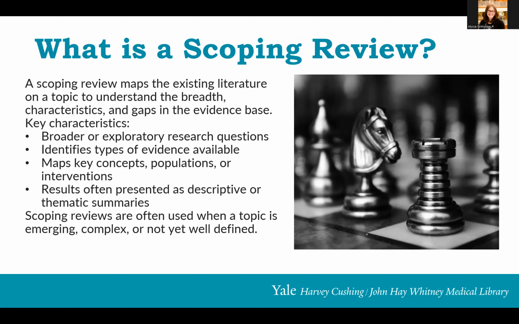The goal is often to identify what types of research are available, how the research in an area has been conducted, and what key concepts, populations, interventions, or outcomes appear in the literature. Because of this exploratory focus, the results of scoping reviews are usually presented as descriptive studies, evidence maps, or thematic analyses that highlight patterns and trends throughout the literature. Scoping reviews are particularly useful when a topic is emerging, complex, or not yet clearly defined, or when researchers just want to identify gaps in the knowledge and determine whether or not a more focused systematic review might be feasible in the future.